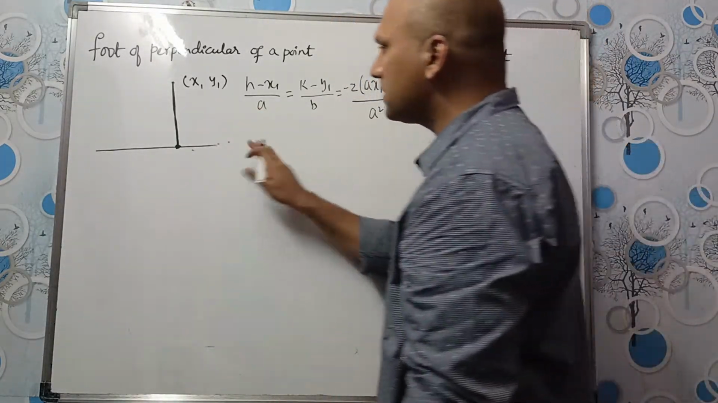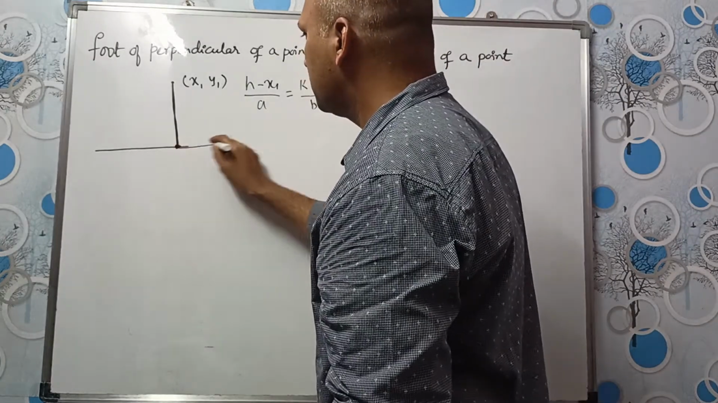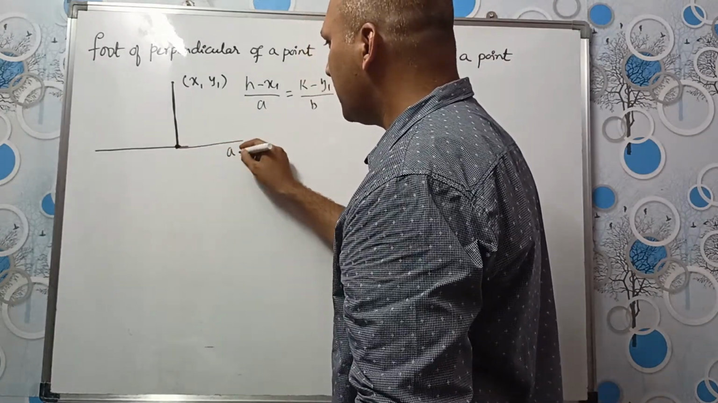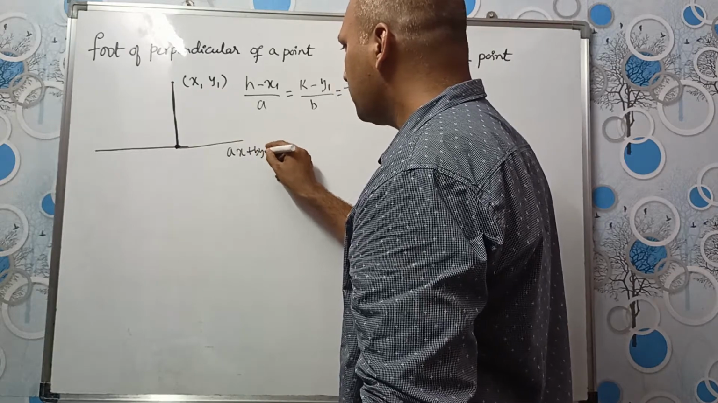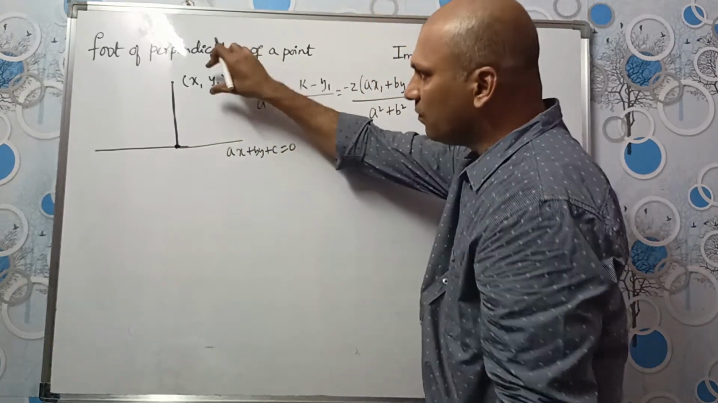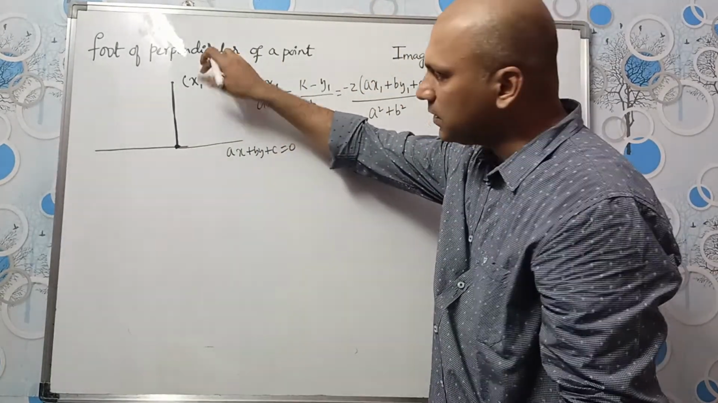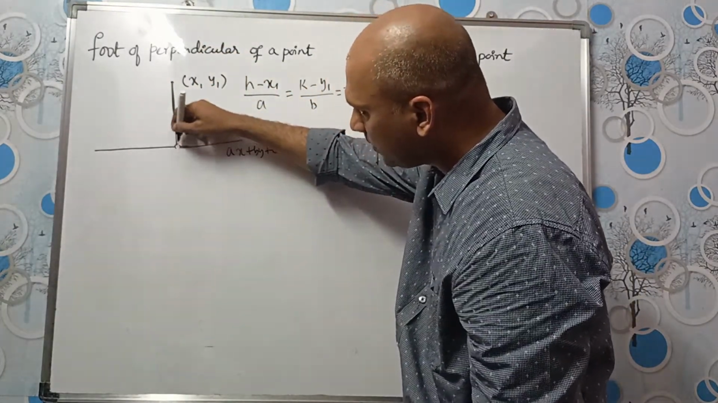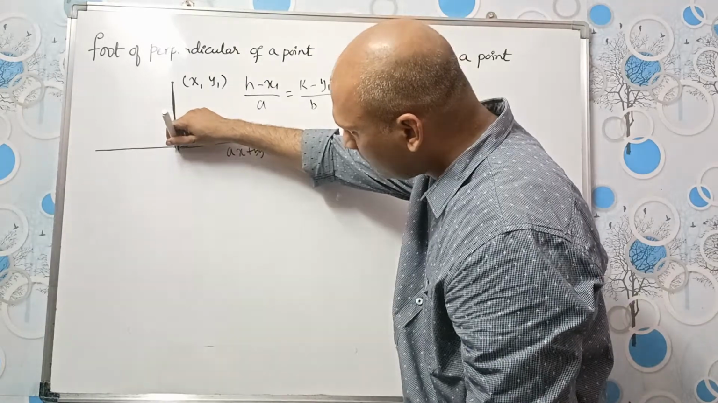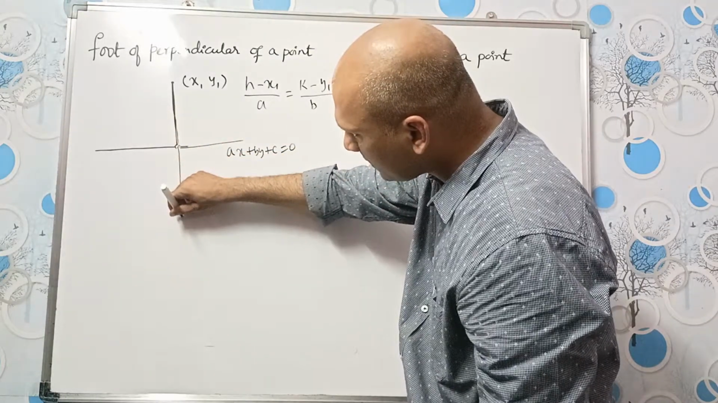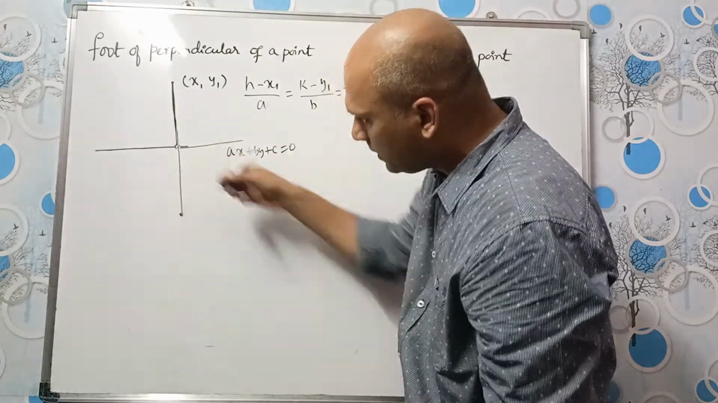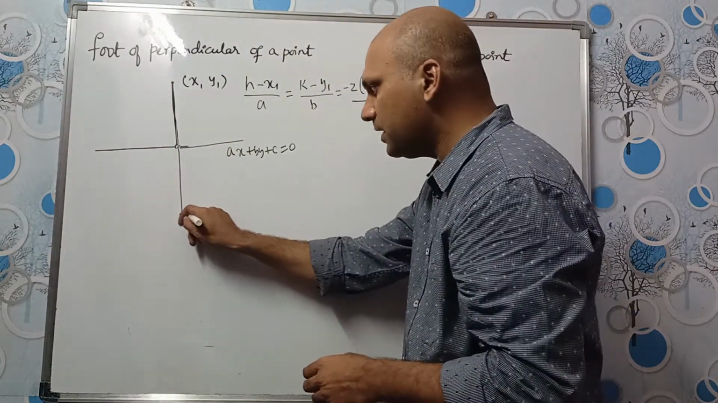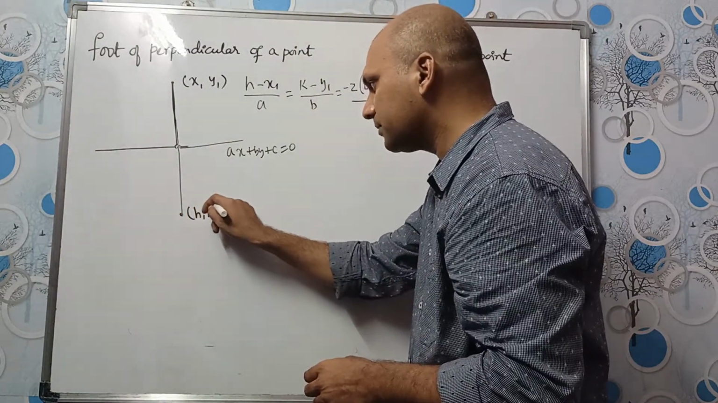Now what is image? See here, let us say we have a line ax plus by plus c equal to 0. We have a point x1, y1. If we drop a perpendicular, this is the foot of the perpendicular, right? If we go beyond this line, this point will be the image. Let us say the image is h comma k.